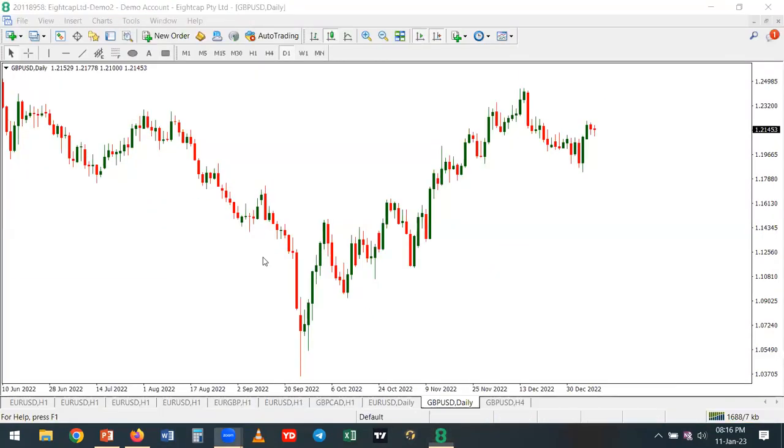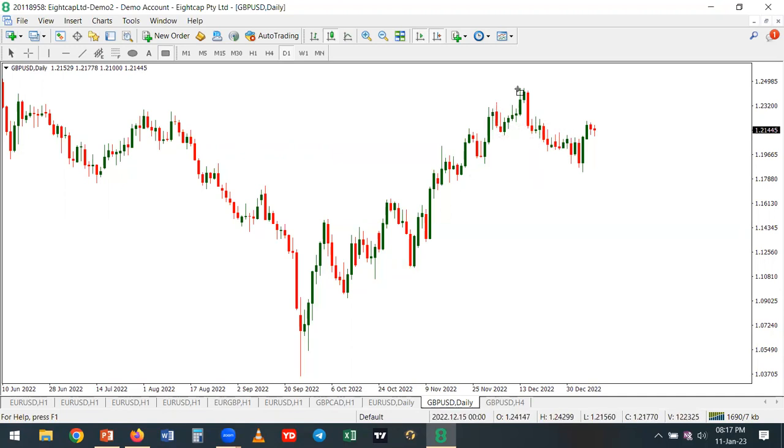Now I have a chart on Euro, GBP, USD. Now, for you to identify your order block, you need to make use of higher time frame. Possibly you start from your daily time frame.